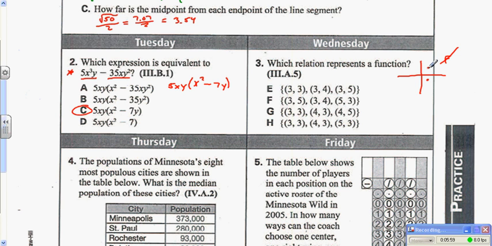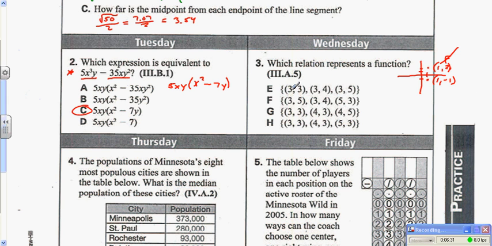Which means this coordinate would be 1, 2, x first, and this coordinate is 1, -1. Now notice they both have the same x values. So one x value can give you only one y value, but in this case, one x value, which is 1, gave you two different y values, therefore not a function.